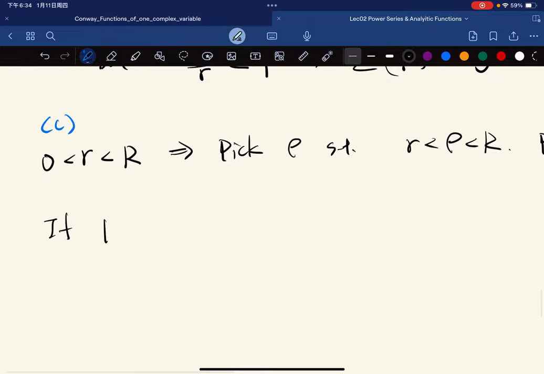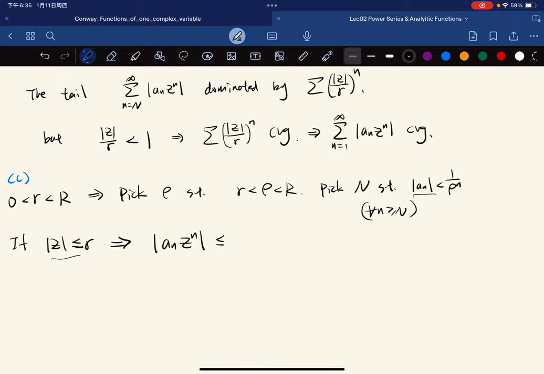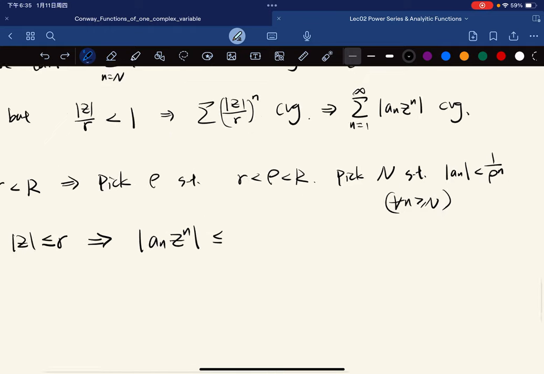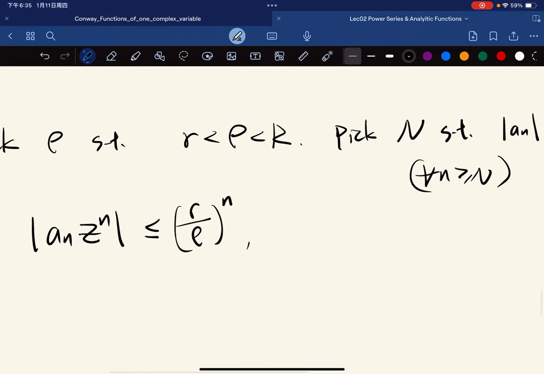Now if |z| is less than or equal to r, what this means is that |a_n z^n| is less than or equal to what? We're assuming n is greater than or equal to this capital N, then |z| is less than or equal to r, and |a_n| is less than or equal to 1 over rho^n. That means if we multiply both sides, we have (r over rho)^n. And we have r over rho is less than 1.